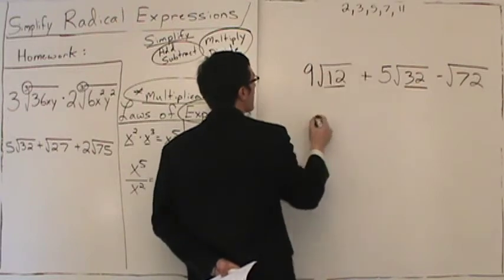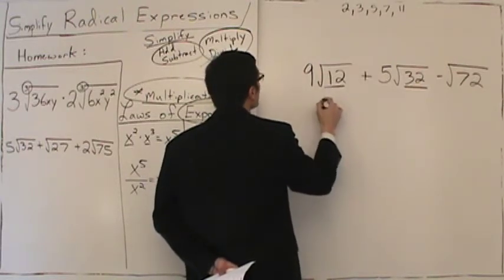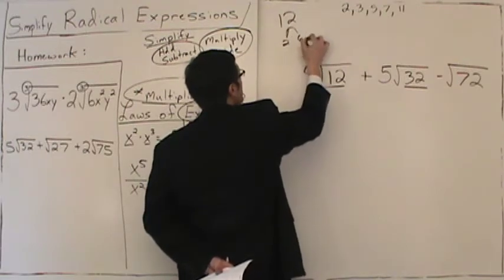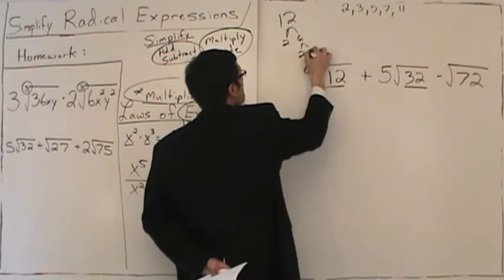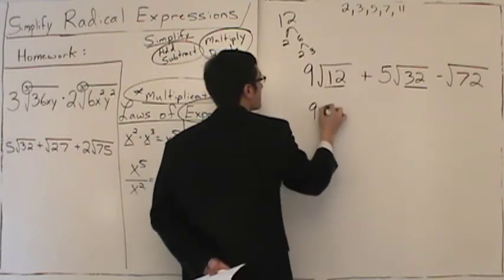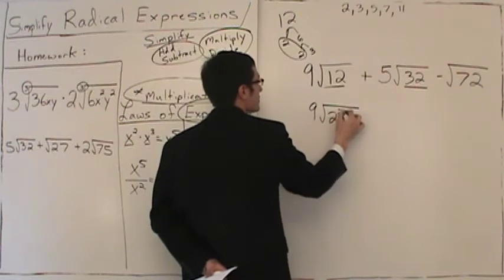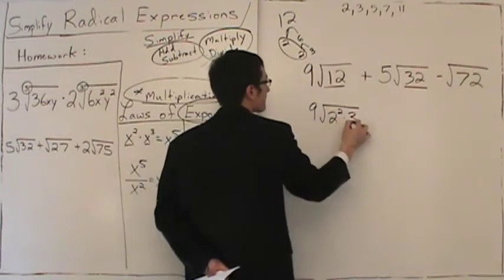Let's start. Take the 12 and break it down. Let's see. 12 is what? 2 times 6, which is, well, 6 is 2 times 3. So we have 9 times the square root of how many 2's multiply to give 12? Hopefully you say 2 2's. So 2 squared and an extra 3.